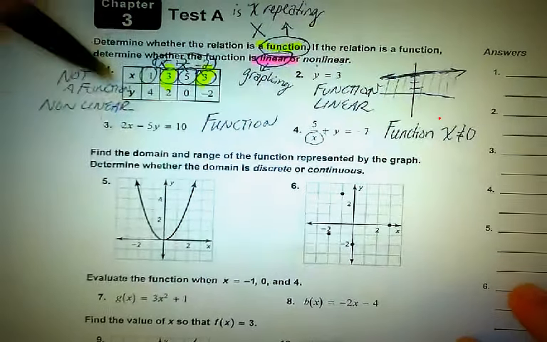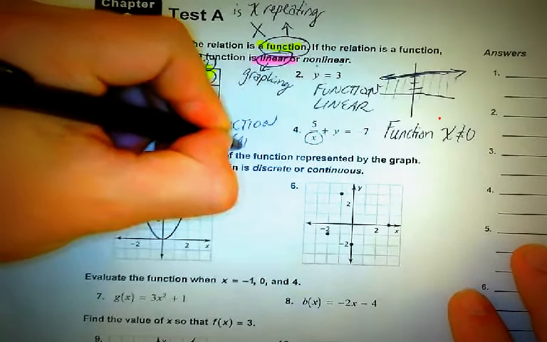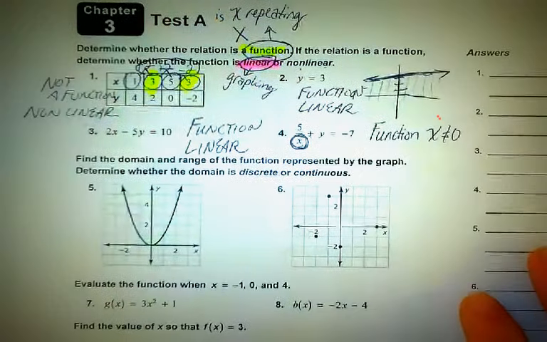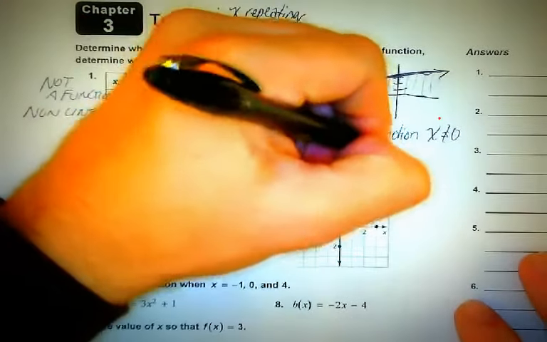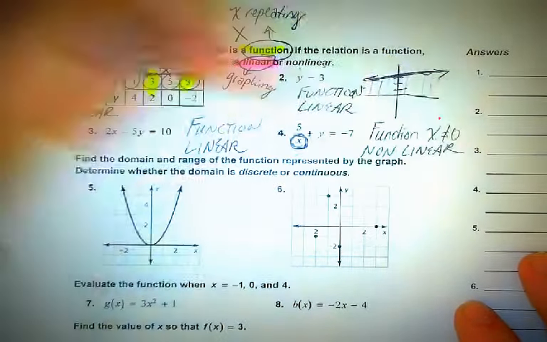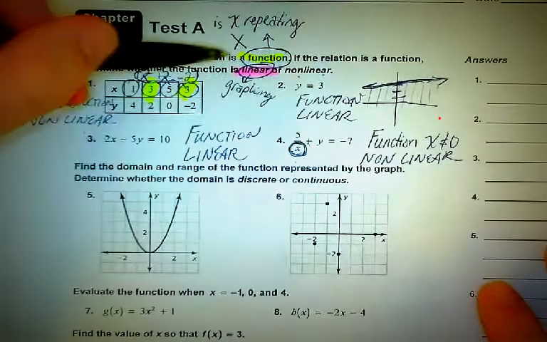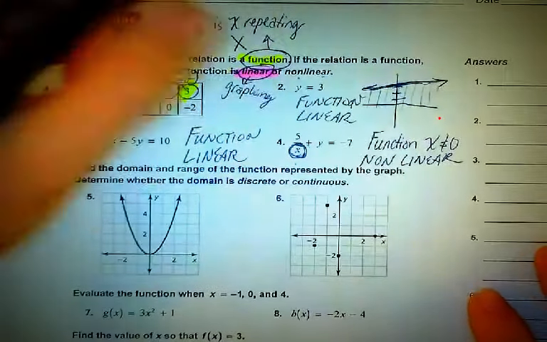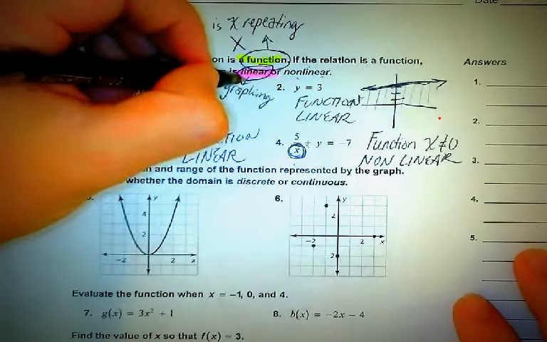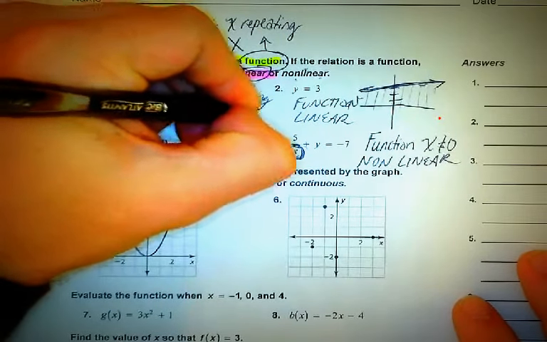When I graph this line, I can also see that it is linear. But here I have an x in the denominator. An x in the denominator means that this is non-linear. So great, now we can determine if something is a function or not because x is repeating. And we know that it's linear or not if we use graphing and common difference.